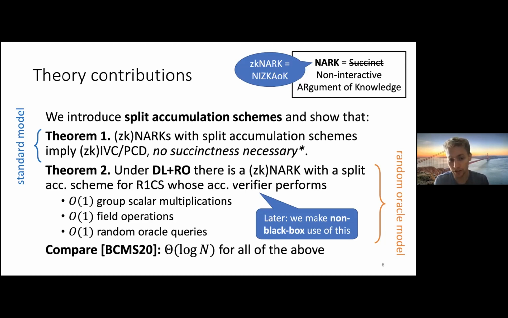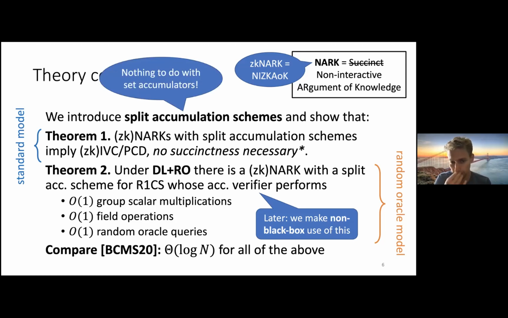But in order to instantiate the ZK NARK, the only ZK NARK that we know is in the random oracle model. So we then need to make a non-black box transformation where we say, okay, we have this construction in the random oracle model, and now we actually have to instantiate it with a real hash function and assume it exists in the standard model and that it is still secure in the standard model. And we call these things split accumulation schemes, but they're not set accumulators. It's more that you can accumulate the verification of multiple NARKs. That's where the name comes from.